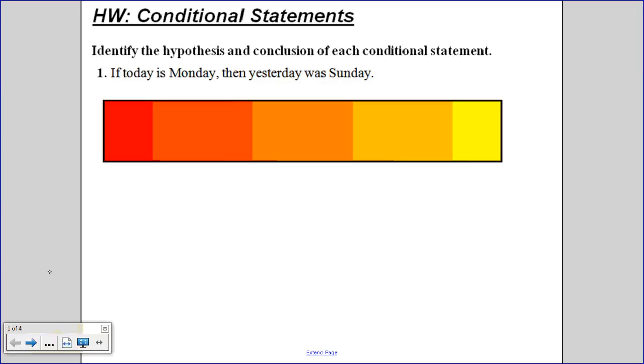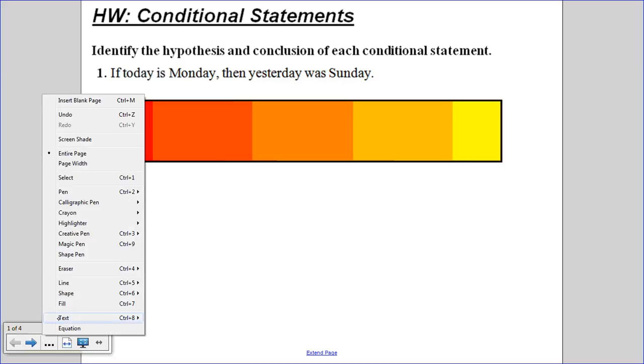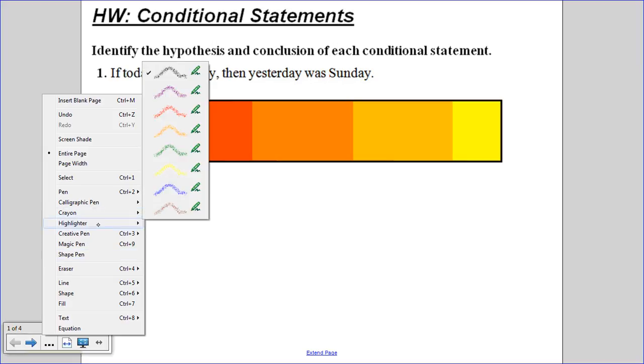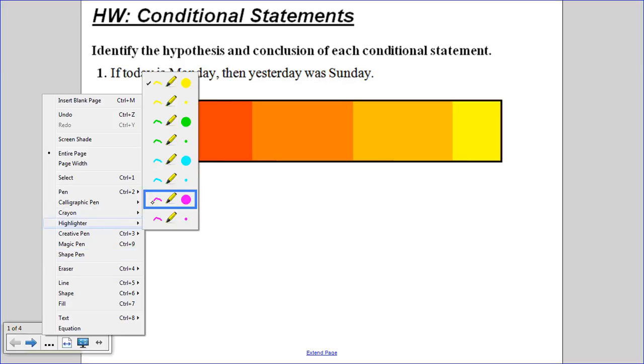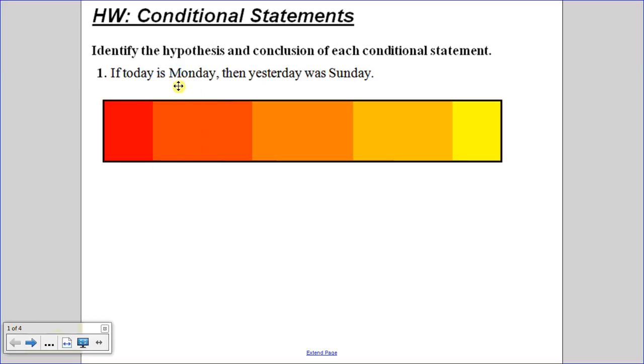This tutorial will help you on a select few problems on your homework on conditional statements. The first section wants you to identify the hypothesis and conclusion of each conditional statement. So the hypothesis, again as mentioned in class, is what follows the word if. The hypothesis follows the word if. So the hypothesis for this statement would be today is Monday.